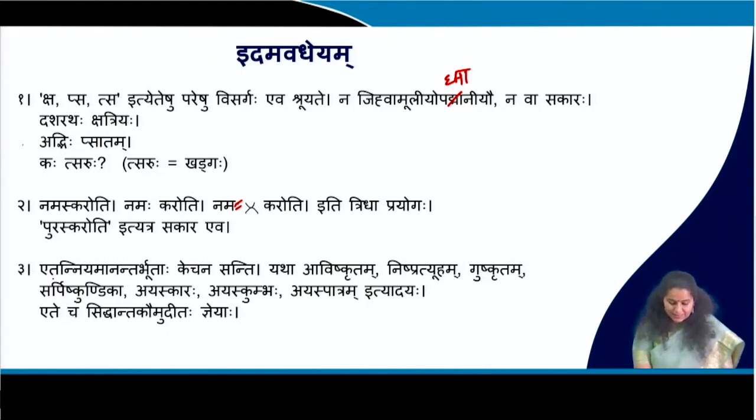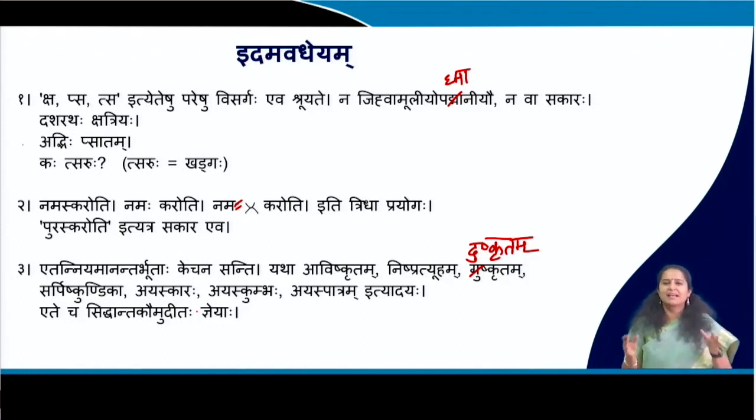Next, tritiya niyamah asti tatra. Etan niyamanantarbhutaha kechana santi yatha avishkritam, nishpratyuham, dushkritam. It's not gushkritam, atra it will be dushkritam. Typo asti tatra. Astu. Next, sarpishkundika, ayaskaraha, ayaskumbhaha, ayaspatram ityadayah. Ete cha siddhanta kaumuditaha jneyah. So, yatha asmabhi drishtamasti, in every context there are general rules and then there are exceptions and then there are exceptions and exceptions. So, this is trying to give you a taste of the fact that while in most contexts we will be able to apply these rules, one has to have that little bit of extra understanding of how it applies in a specific context.